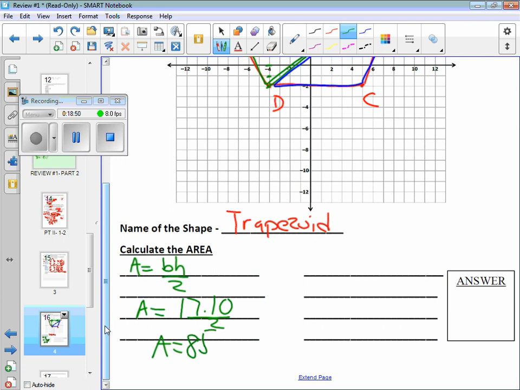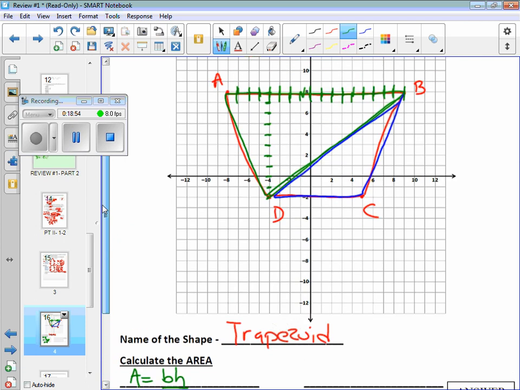Okay, now you have to be careful with the blue one. The base, count with me, the base. Okay, I'll get it later. All right, 1, count. 2, 3, 4, 5, 6, 7, 8, 9. 9.